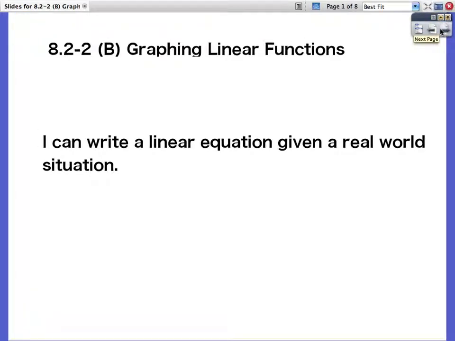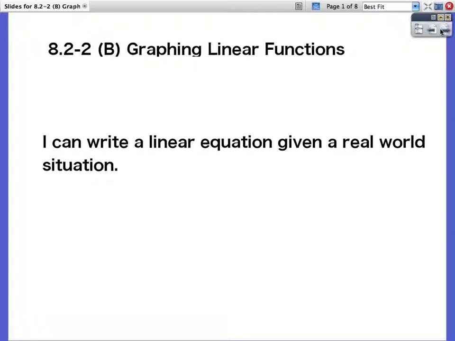So 8th grade, Unit 2, Lesson 2, Video B, Graphing Linear Functions. And the title is a little deceiving because in this lesson we talked about graphing linear functions, but in this video we're actually not going to do any graphing. We're going to worry about writing linear functions given real-world situations. So this is where the real-world application finally comes in.